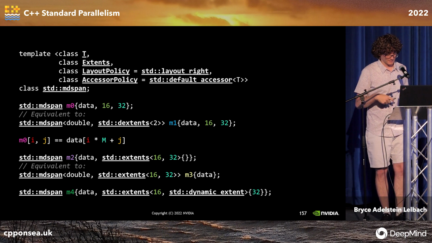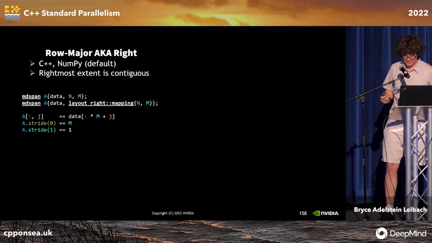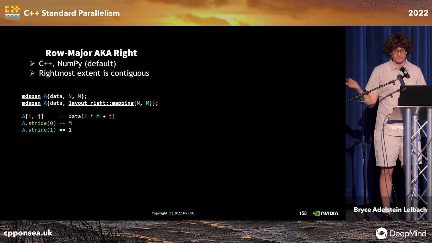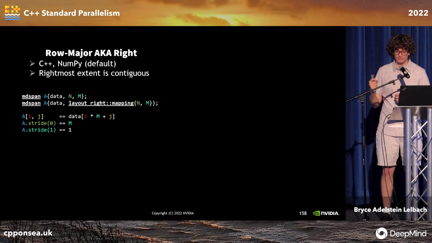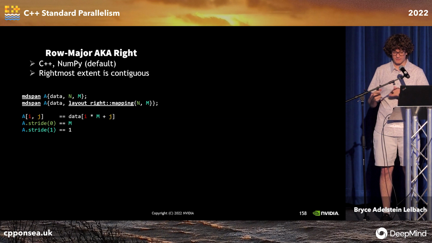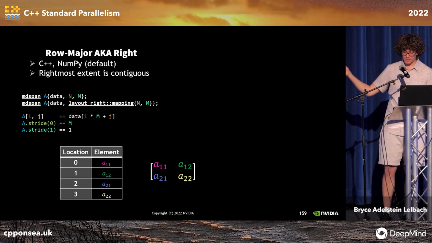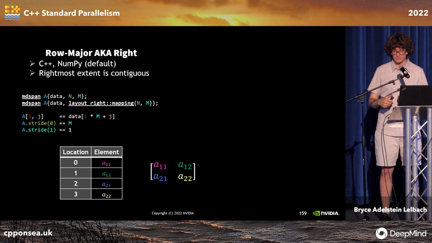So now let's talk a little bit more about layouts and how they work. The two most common layouts are layout right and layout left. With layout right, the rightmost extent is contiguous, meaning that its stride is 1, and the strides increase from right to left as the product of extents. This is the layout for C++ built-in arrays and for NumPy. It's also the default for mdspan. For example, if we had a 2x2 matrix, the two elements on the first row would have data locations 0 and 1, and the elements on the second row would have data locations 2 and 3.